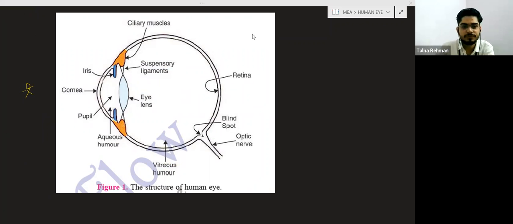Very good, Arshia. Just make one sphere, cut one part from the front side, make that convex, and write the names accordingly. Because in the exam there can be a question: what is the structure of the human eye, where is the cornea, where is the retina, and all that. So first draw this diagram, then we will discuss.